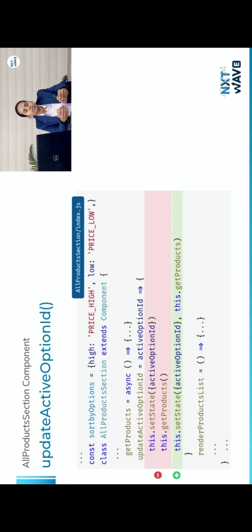So you can see it here. Instead of writing set state and get products, we'll send that as a callback function. So once the state has been set, only then the get products will be called and we'll be able to see our expected output. Okay, let's have a look at it.